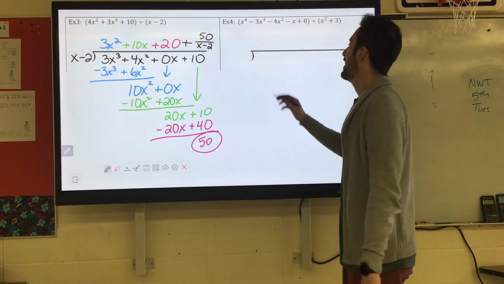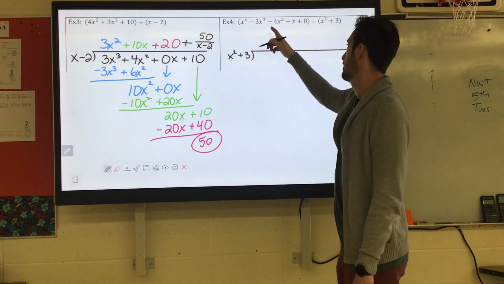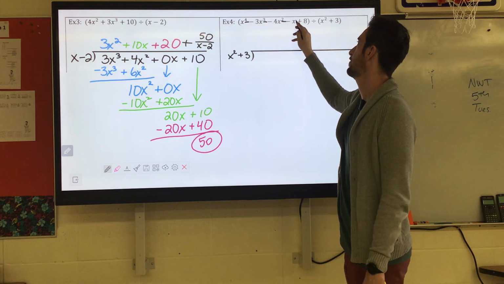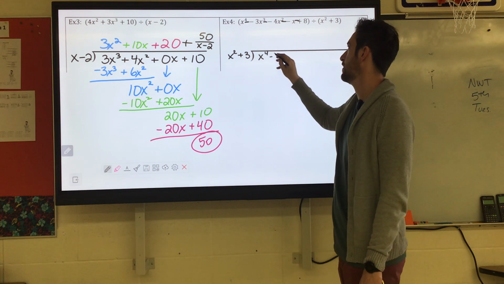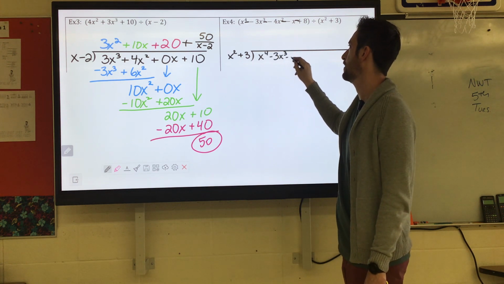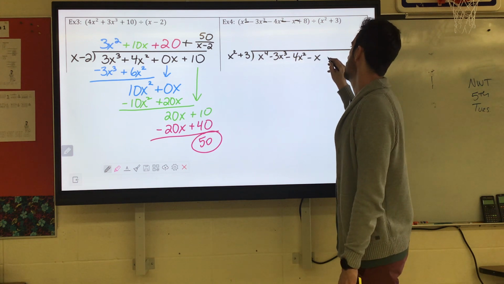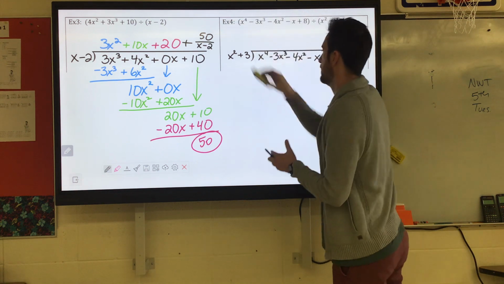All right, number 4. We're dividing by x squared plus 3. I don't need any place fillers because I have to the fourth, third, second, first, and then 0. So 1x to the fourth, minus 3x to the third, minus 4x to the second, minus 1x plus 8. That looks a little wild up there.